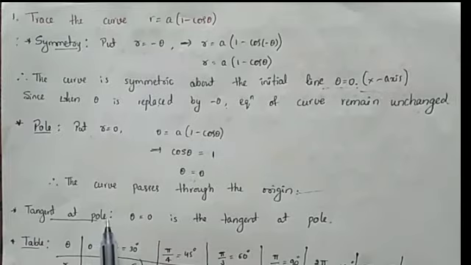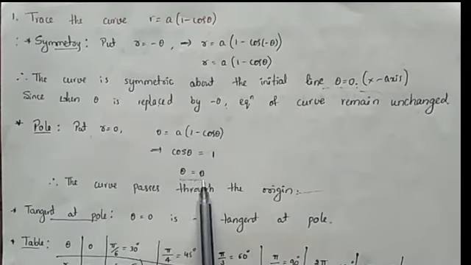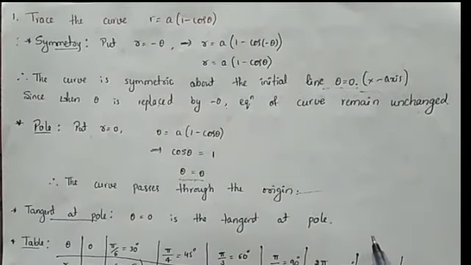The next point is the tangents at the pole. Theta is equal to 0 is the tangent at the pole.